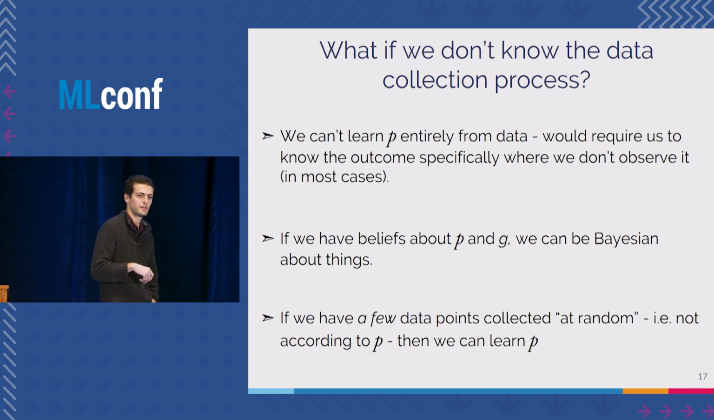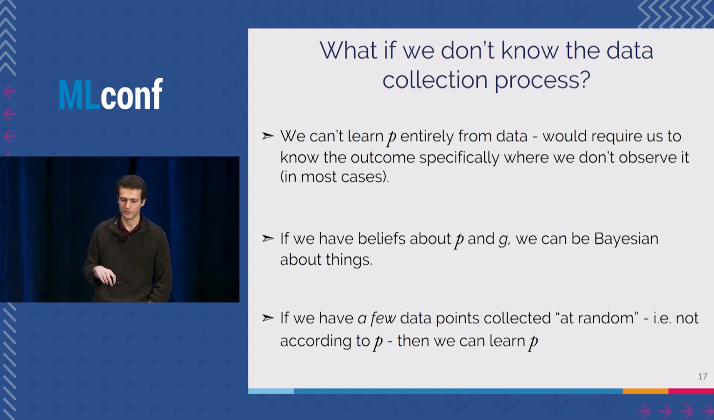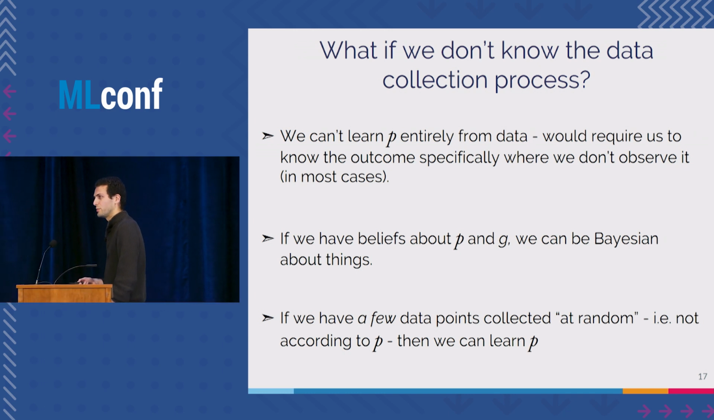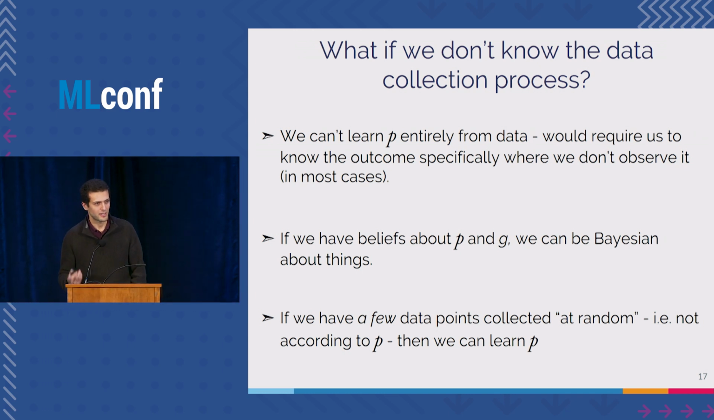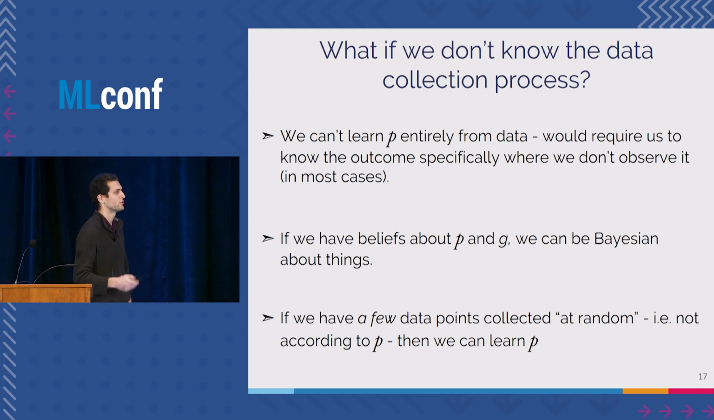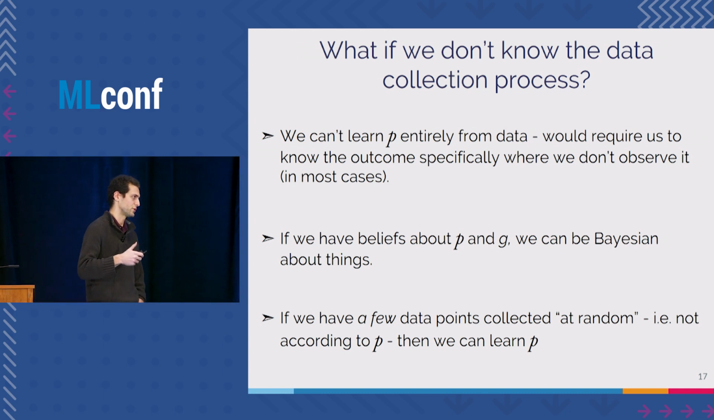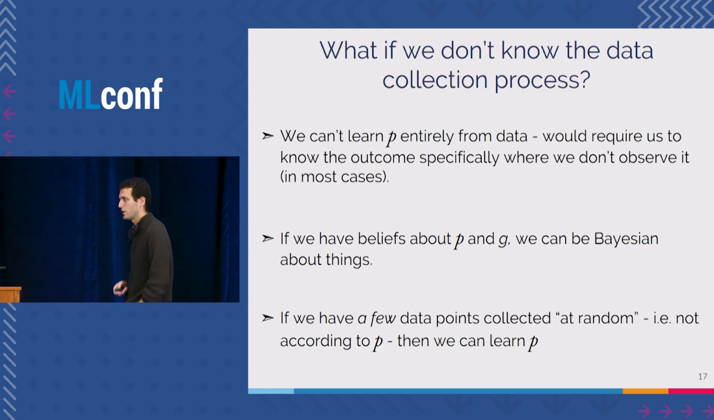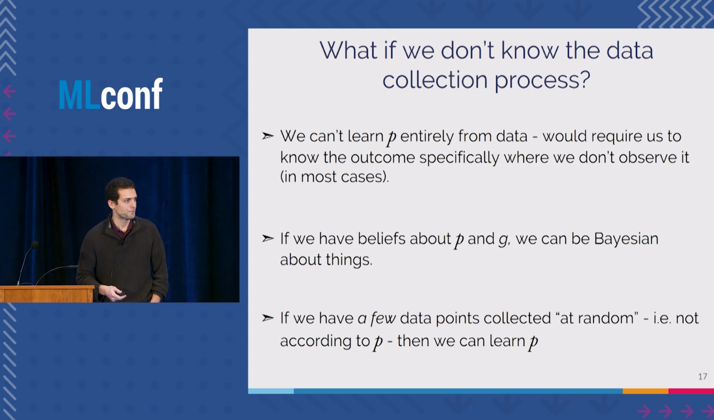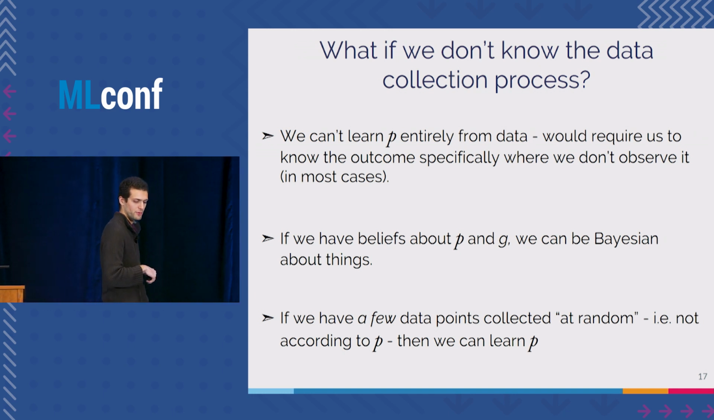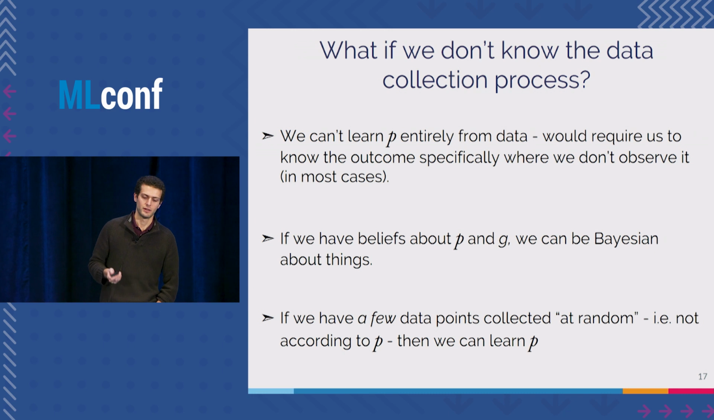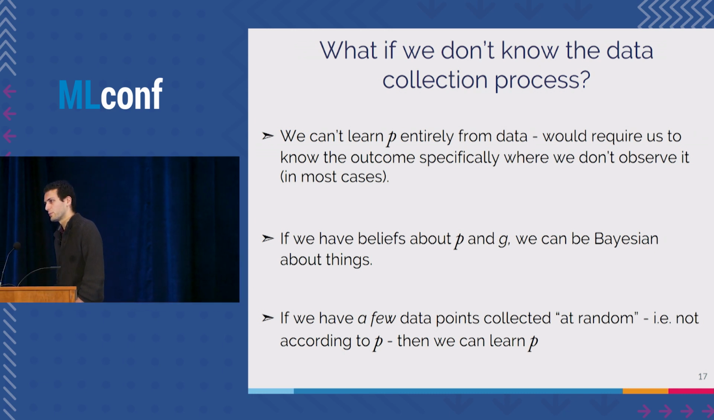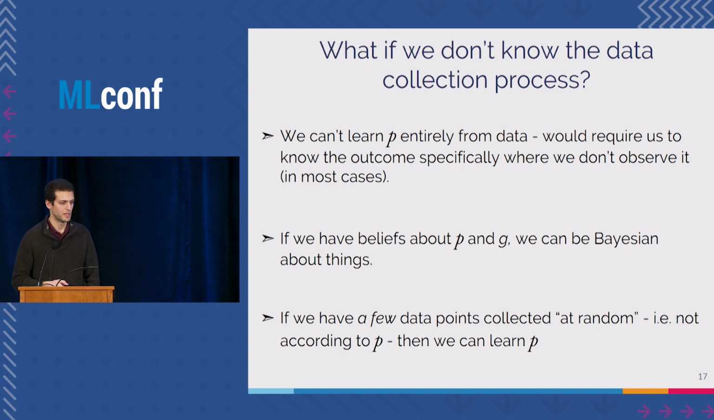If we have beliefs about the data collection process P and the regression function G, we can be Bayesian about things. And that actually turns out to be very useful, because often we won't know exactly what the data collection process is, but we'll have some idea it should be higher. Selection bias should correlate to high outcomes or low outcomes or something like that. And so we can incorporate those beliefs into the model and improve that way. And if we have just a few data points that are collected at random, not according to the data collection process P, we can learn about the data collection process P. And I'll illustrate that point in a minute.